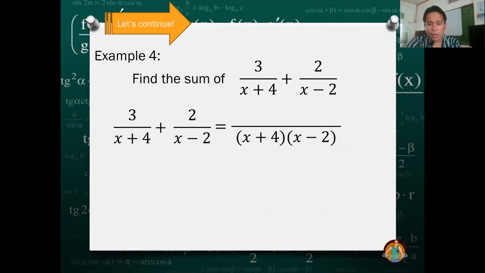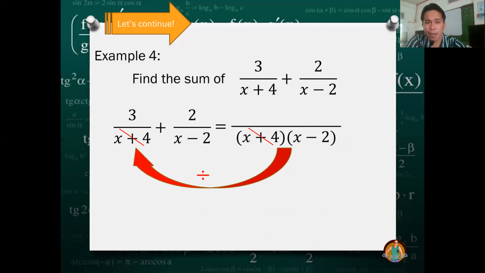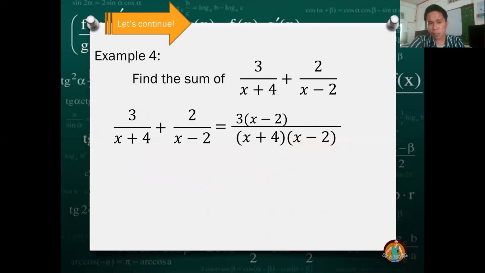Again, babalik natin. We will copy the denominator na x plus 4 and x minus 2. And then hahanapin natin yung numerator ng first term natin. So paano gagawin? I-cancel natin yung x plus 4 at denominator ng 3 na x plus 4, and then yung matitira na lang is x minus 2. Then, x minus 2 times 3 will give us 3 times x minus 2 na numerator sa taas. Klaro?